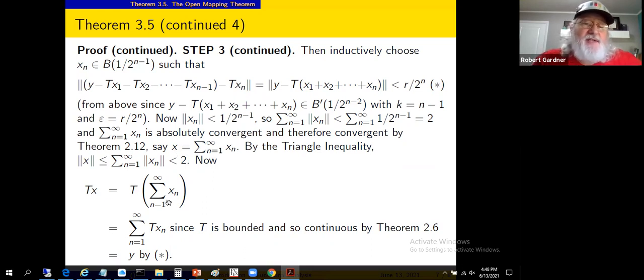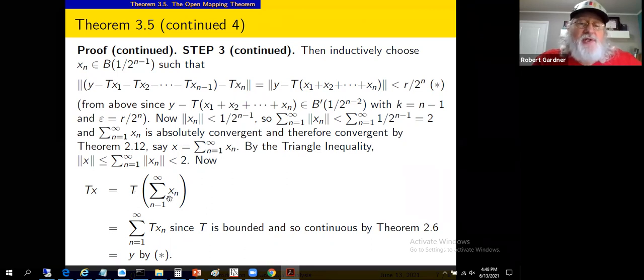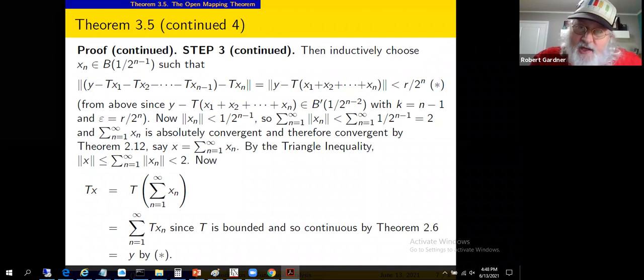T of X, that's T of this series. Is T of the series the series of the T's? Can you take that transformation inside that series? Well, a series is a limit. It's a limit of the sequence of partial sums. Can you take limits in and out of this transformation? Because that's what you're doing when you move the series from inside to the outside.